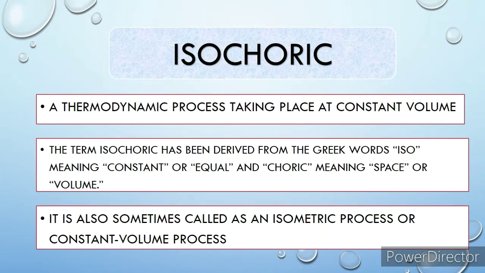So let us proceed to the next thermodynamic process, which is isochoric. So if isothermal has constant temperature, isobaric has constant pressure, isochoric is a thermodynamic process taking place at constant volume. So constant volume. So the term isochoric has been derived from the Greek words iso, meaning constant or equal, and choric, meaning space or volume. It is also sometimes called an isometric process or constant volume process or isovolumetric process.